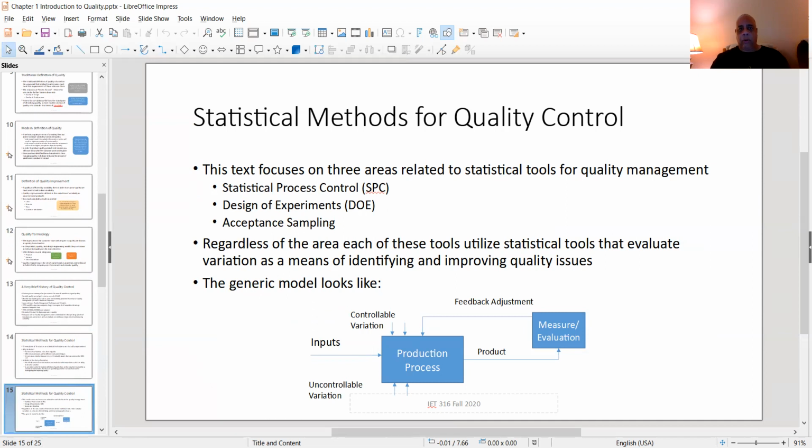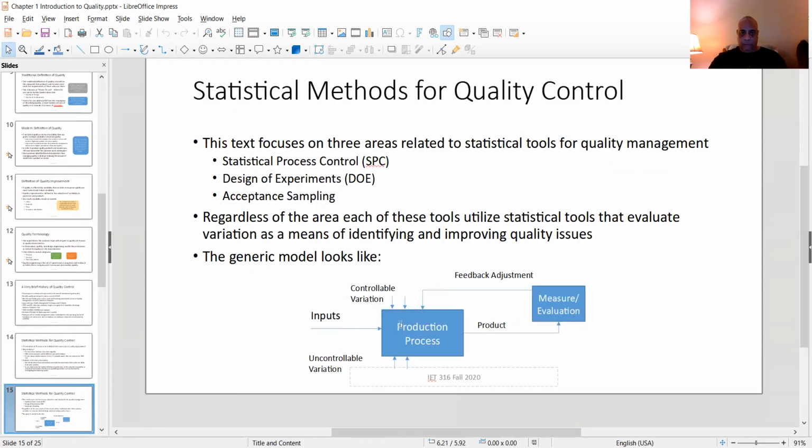Now, again, the textbook focuses on 3 areas related to quality management. That's SPC, and you'll hear that in the manufacturing sector, the statistical process control. Then we have design of experiments and acceptance testing. In fact, in construction, there's a lot of acceptance testing. Now, regardless of the area, each of these tools utilizes statistical tools that evaluate variation as a means of identifying and improving quality issues. So the generic model looks like this, okay?